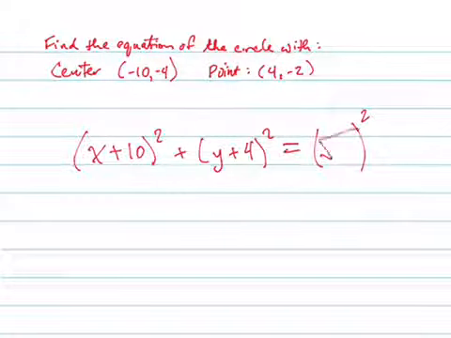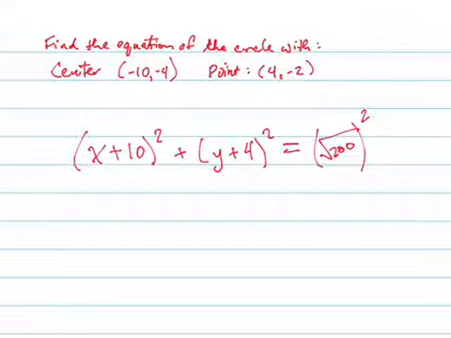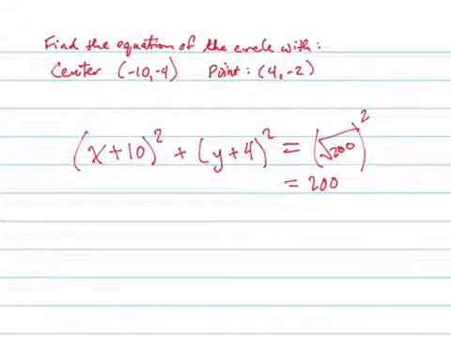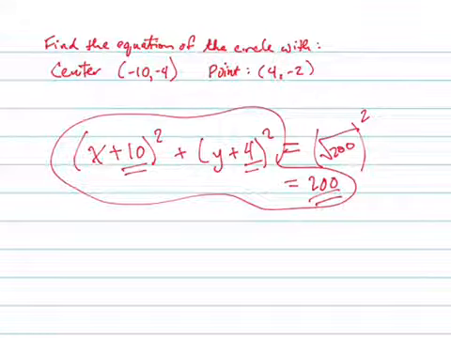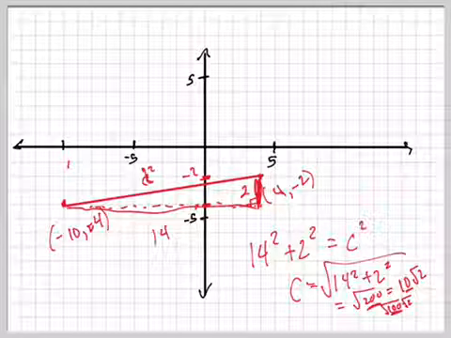So I don't even have to do that, because when I put that in there, what's going to happen to the square root and the square? It's going to cancel out, and you're just going to get 200. So there's your equation. The equation of your circle. There's your center, and there's the radius squared. All right, see how that worked?